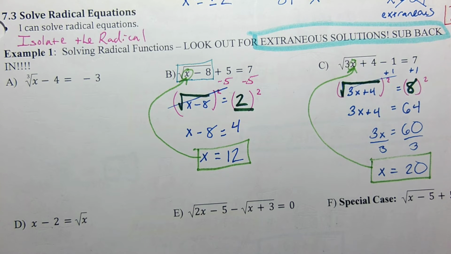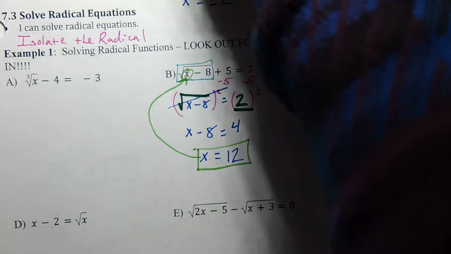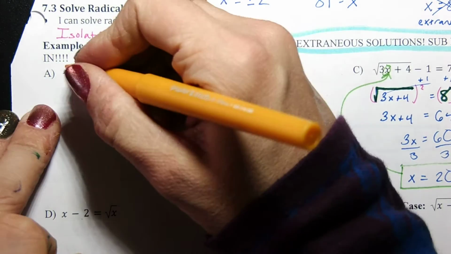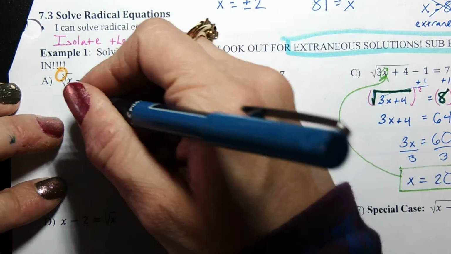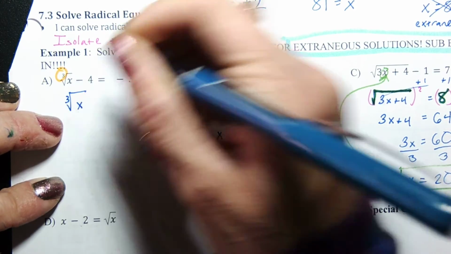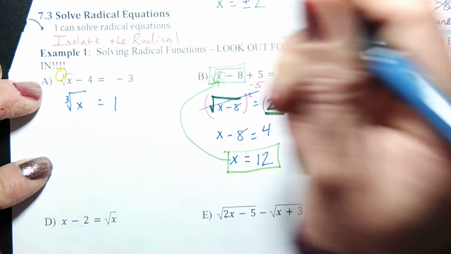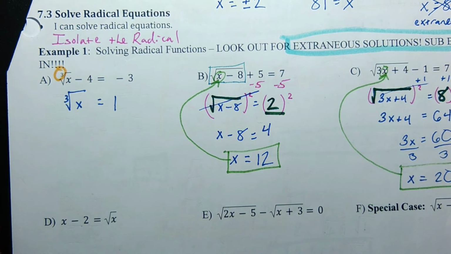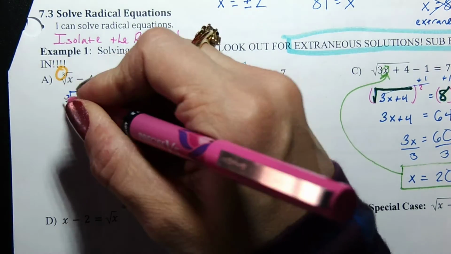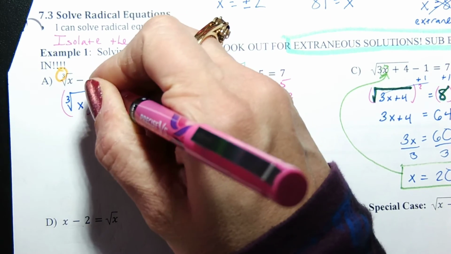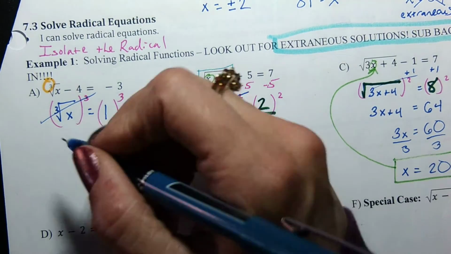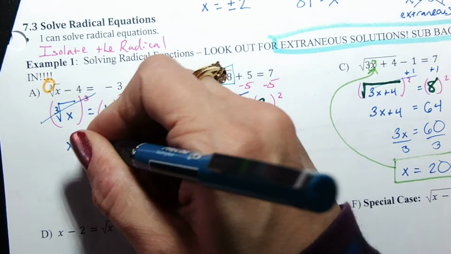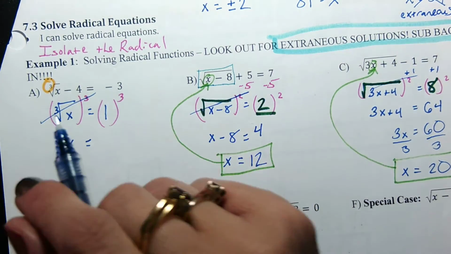Let's go ahead and take a look at problem A now. So what's different about this one? The index, we've got a cube root. We're still going to start by isolating the radical. So let's go ahead and add 4, making sure we include that little index of 3. So plus 4 gives me a 1 on this side. So how do you think we're going to get rid of a cube root? We're going to cube both sides. So the cube takes care of the cube root, and x is broken free. And what's 1 cubed? 1 times 1 times 1 is 1.